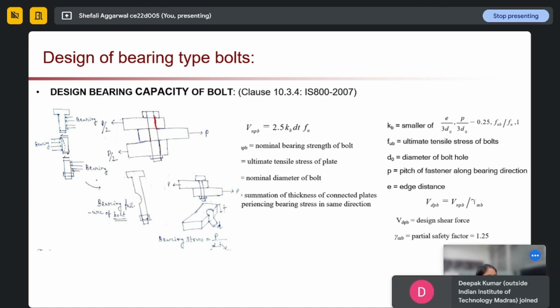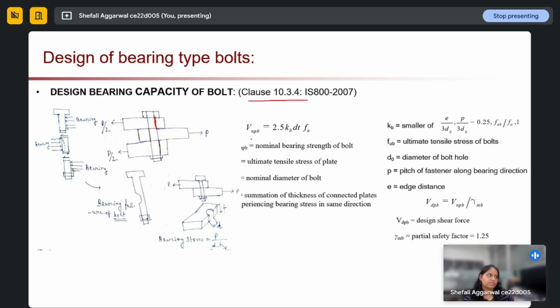So, this bearing capacity can be calculated. This is given in clause 10.3.4. It is calculated as 2.5 kb d t fu. Again, different terms are there, where Vnb is the nominal bearing strength. Then fu will be the ultimate tensile strength, and d is the diameter, and t is the thickness of the connector plates.